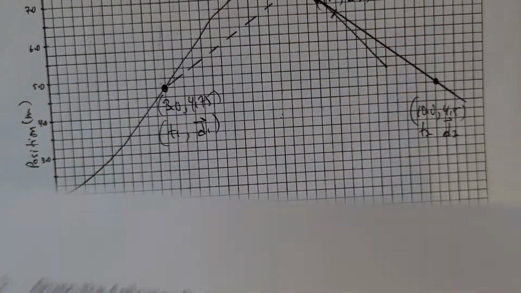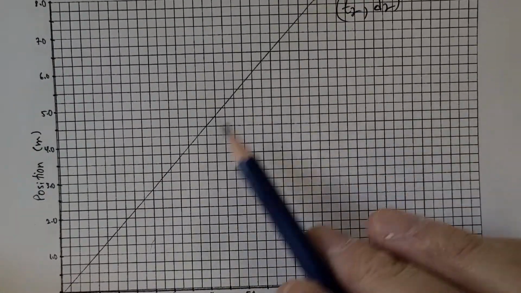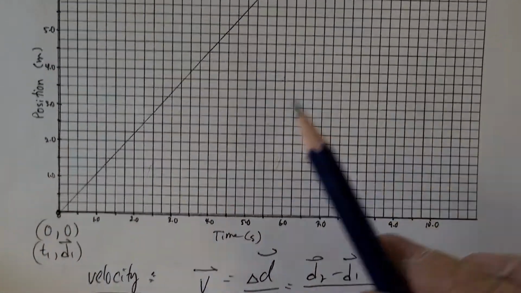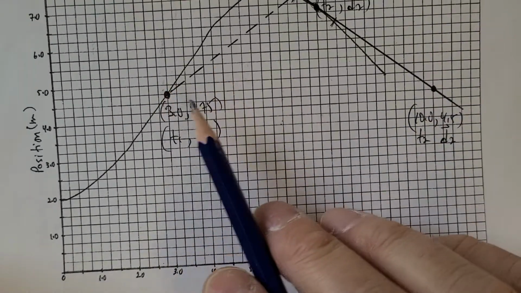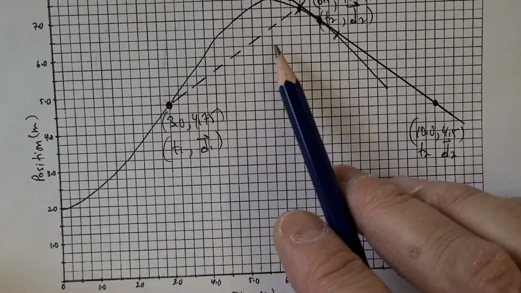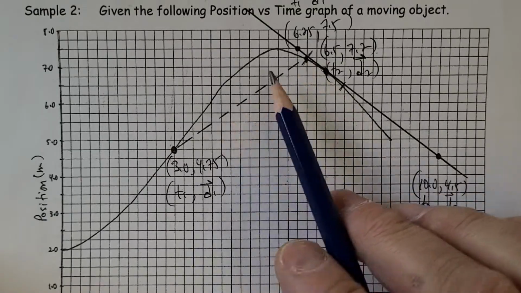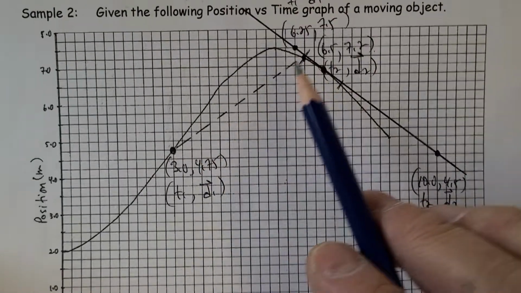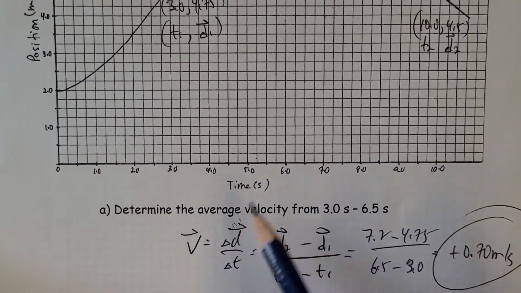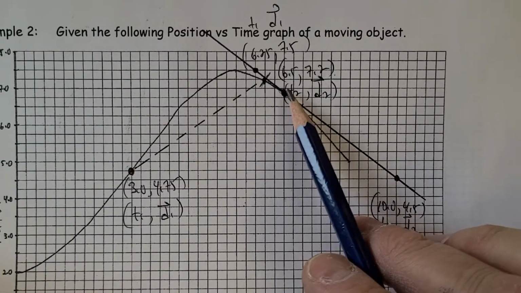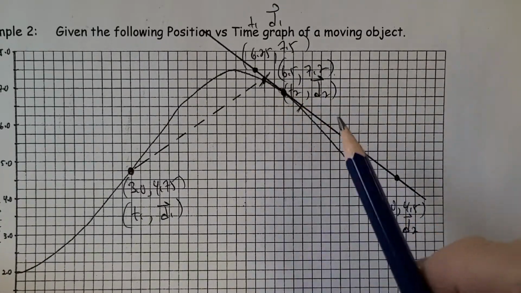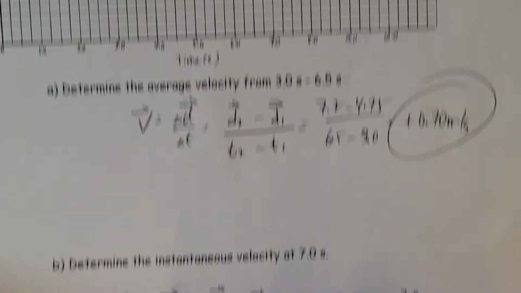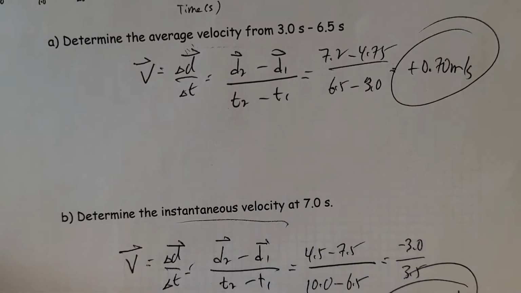D versus T graphs. If it's a straight line, if we figure out the slope, it's just simply referred to as velocity. If it's the slope of a line joining 2 points on a non-straight line, a curvy line, we refer to that as average velocity. And if we're figuring out the slope of a point by drawing a tangent line and figuring out that slope, it is referred to as instantaneous velocity.